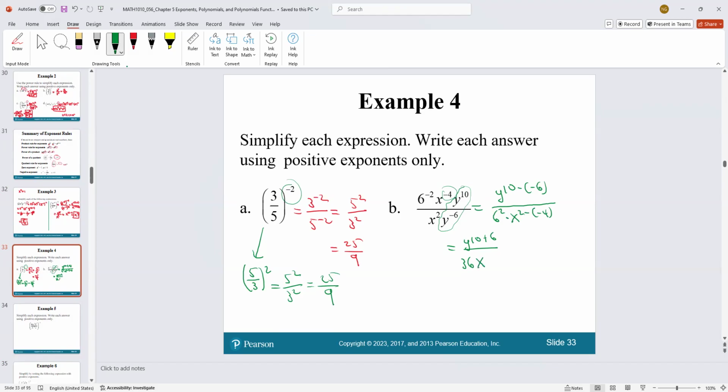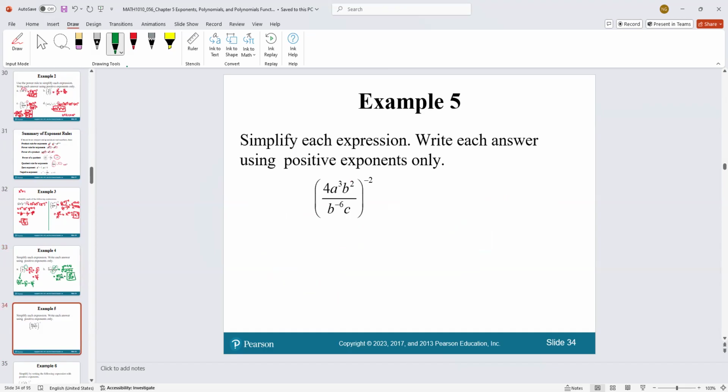And we have x power 2 plus 4. So we have y power 16 over 36 x power 6. And this is the answer. As I said, we have so many examples we can do to help you better understand this section because you're going to have lots of examples to do on your own before you can complete the assignment.